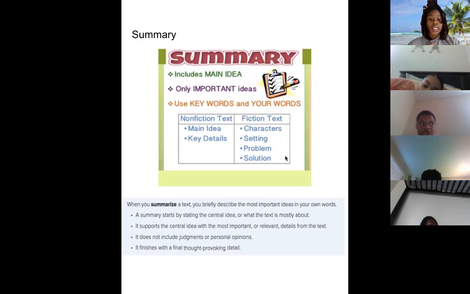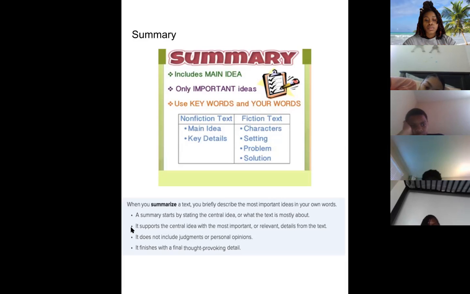All right, Manasia, read the next bullet point. It supports the central idea with the most important relevant details from the text. Okay, read it one more time.